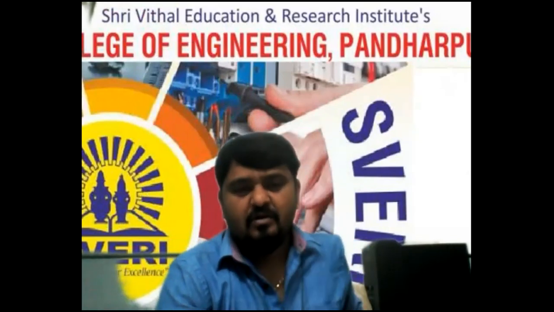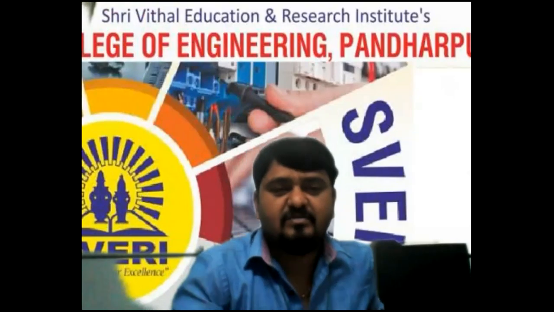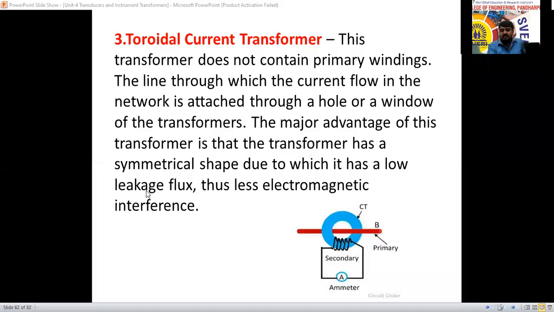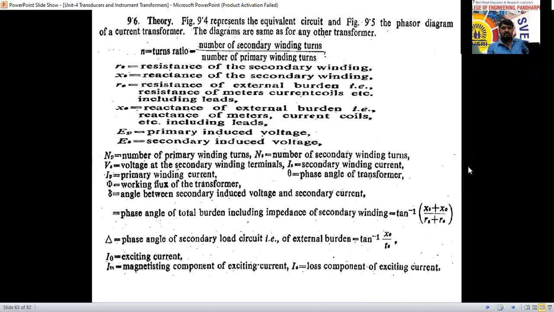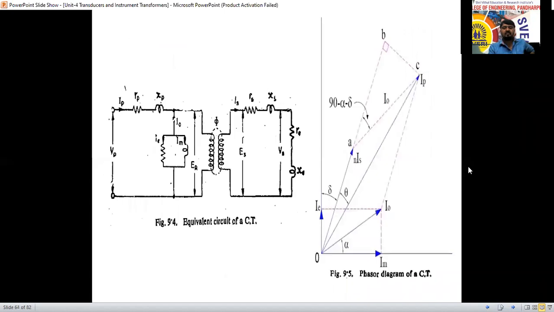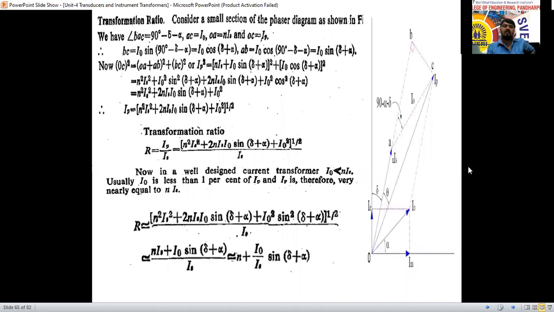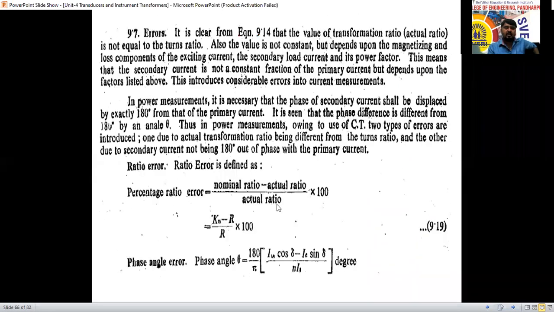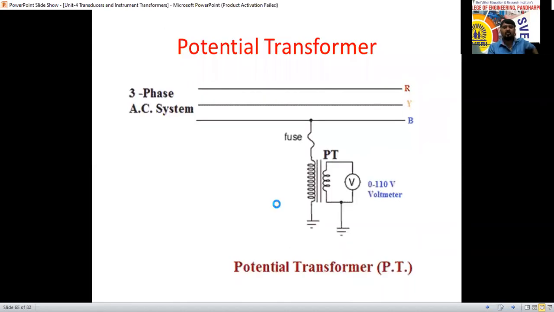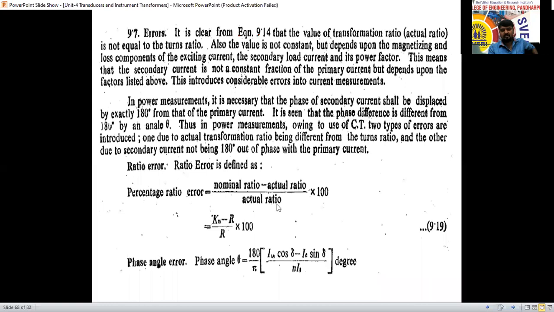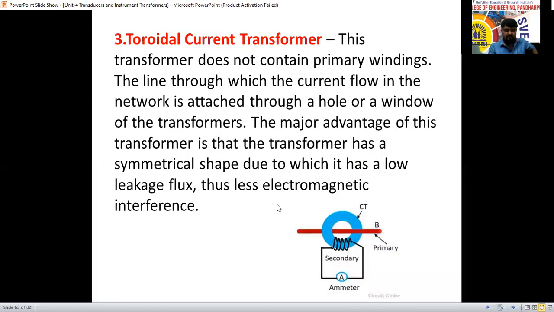So there are three types of current transformers. In tomorrow's class, we'll discuss the derivation, the phasor diagram of CT and PT, and for the CT, the transformation ratio. I told you one equation for the transformation ratio. Then the error and phase angle error of the CT and PT we are going to discuss in the next class. Any doubts here?